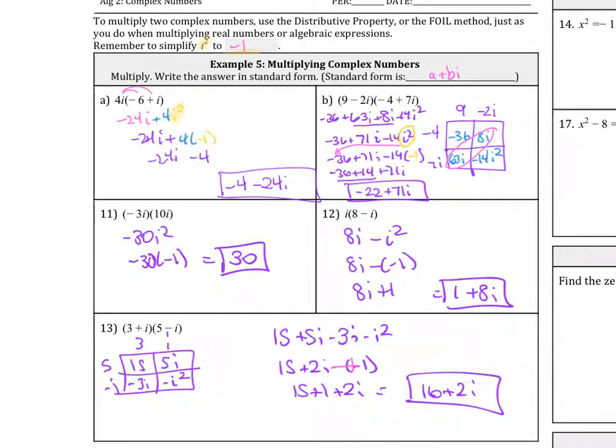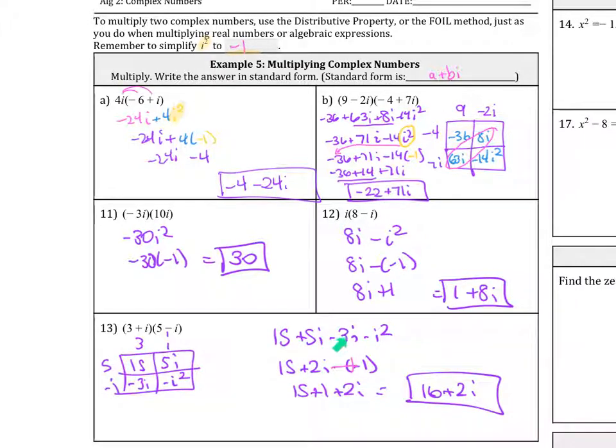For the second one, number 12, you distribute, so that becomes 8i minus i squared. So it's 8i minus, and then the i squared changes to a -1. So that actually changes to a positive 1. Write it in standard form. It's 1 plus 8i. Then you multiply number 13, and so you would get 15, 5i, -3i, and -i squared.